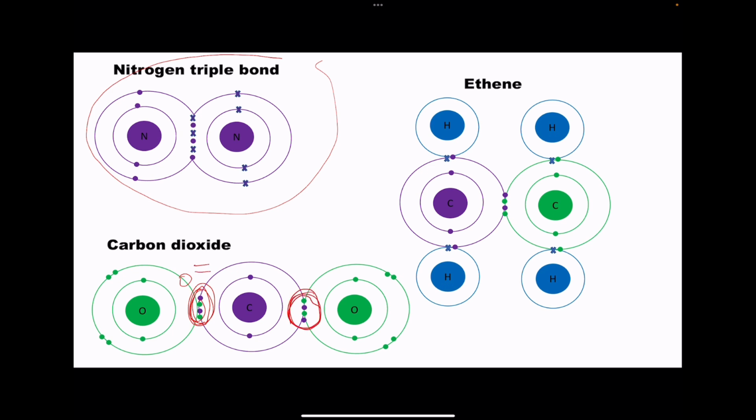And 2 pairs of electrons are shared here, meaning that is also a double bond. So the structure of carbon dioxide is going to be like that. There exist 2 carbon-oxygen double bonds, and for ethene, we see a double bond here, as well as 4 other single bonds around the carbons.